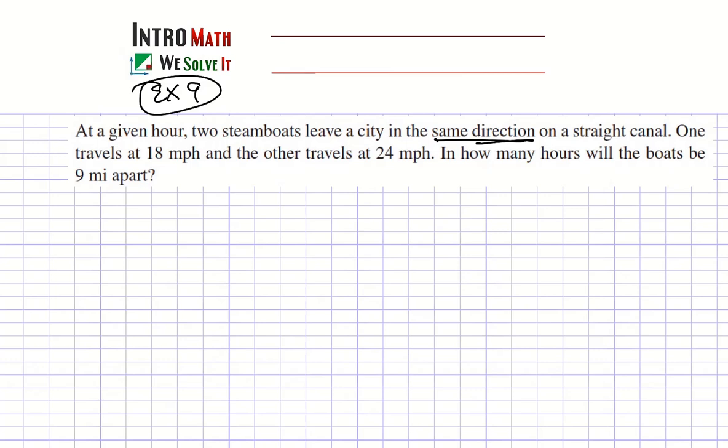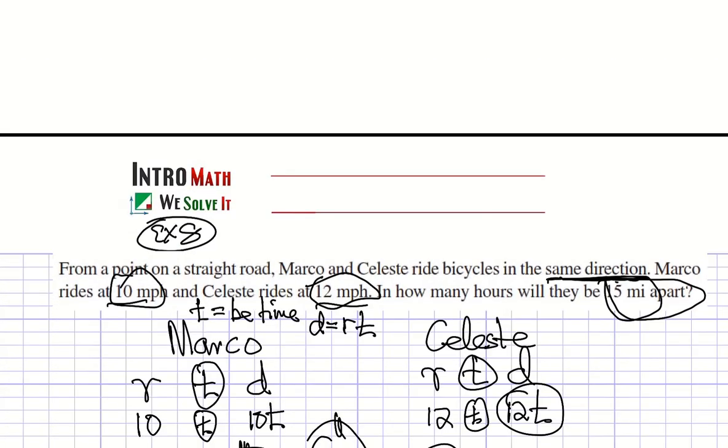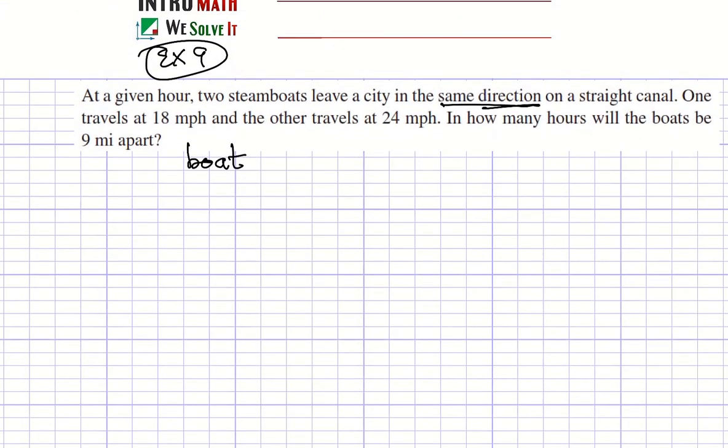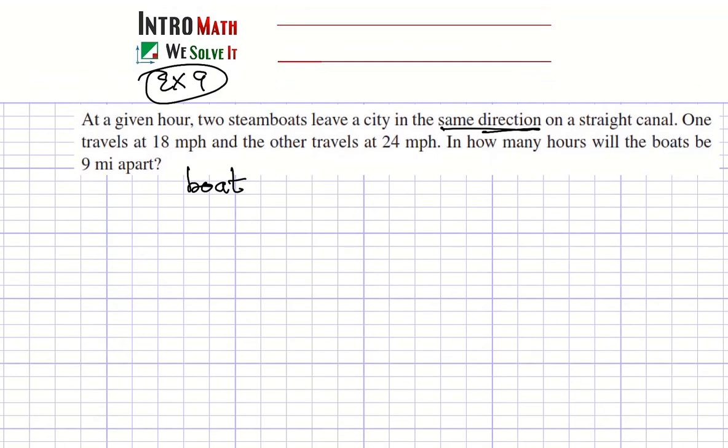So if we do the same thing we did before, the first boat will have, based on how we solved the other one, I can write the equation with rate, time, distance. The first boat, the rate is 18, and we're looking for t, okay? And the distance is 18t. The second boat, that's boat 1, boat 2.